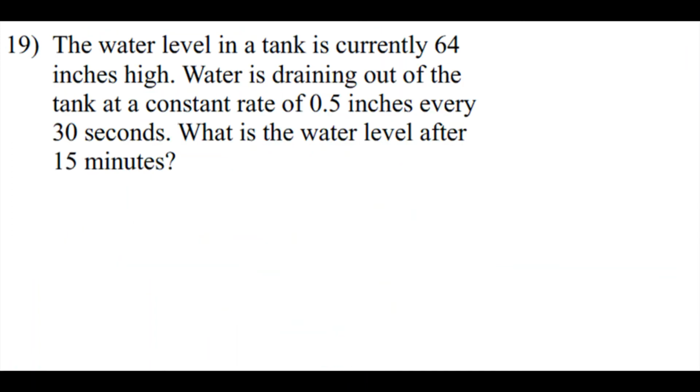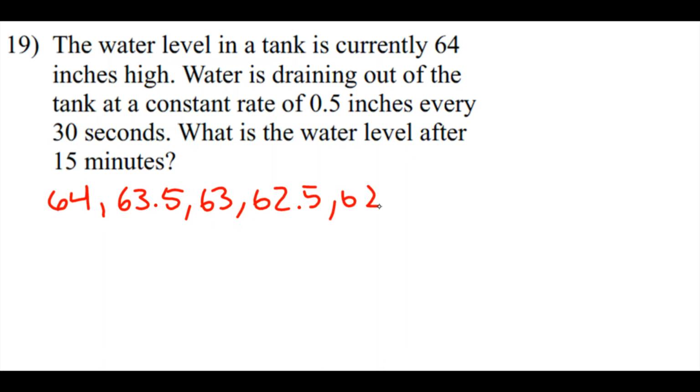Number 19, the water level in a tank is currently 64 inches high. Water is draining out of the tank at a constant rate of 0.5 inches every 30 seconds. What is the water level after 15 minutes? So let's think about this as a sequence of numbers. It starts at 64, and then after 30 seconds, it's drained 0.5 inches, so it must be 63.5. And after another 30 seconds, it's at 63, and then 62.5, and then 62, and so on and so on.